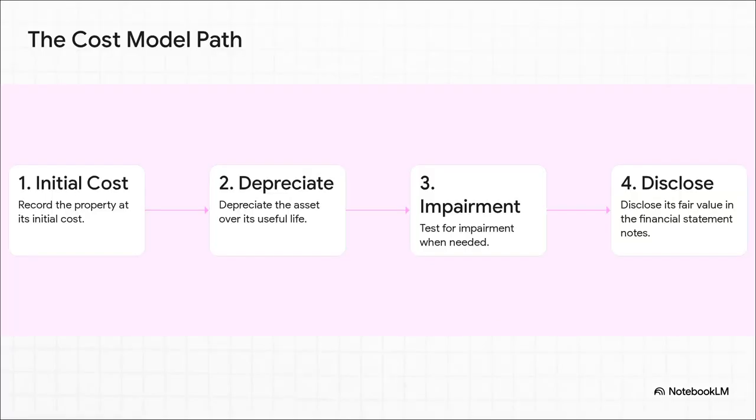So if you pick the cost model, it's pretty straightforward. You book it at cost, you depreciate it, and you check for impairment. Easy. But, and this is a big but, there's a sneaky little detail you cannot forget. Even if you use the cost model, you still have to figure out its fair value and disclose that number in the notes. They love testing that.